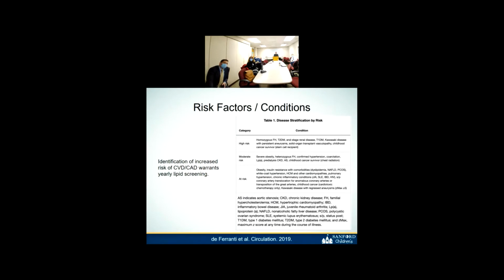In terms of moderate risk, if you're severely obese, if you have heterozygous FH, hypertension, coarctation, LPA, all those things, that's going to be at moderate risk. And then you can see the table at risk in terms of if you have fatty liver disease, other cardiomyopathies, pulmonary hypertension, rheumatologic conditions, those all also put you at risk. And you should be screening these patients yearly.